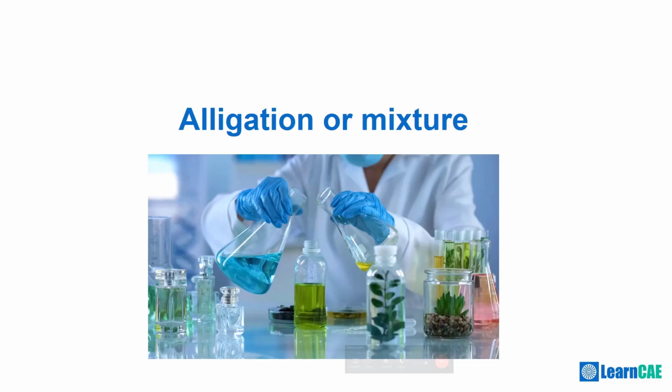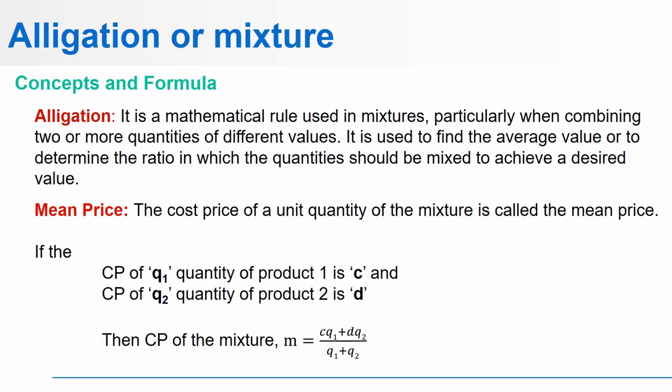In this lecture, we shall see problems on alligation or mixture. Let us check the concepts and formula. The first one is alligation. Alligation is a mathematical rule used in mixtures, particularly when combining two or more quantities of different values. It is used to find the average value or determine the ratio in which the quantities should be mixed to achieve a desired value. So this is called alligation.